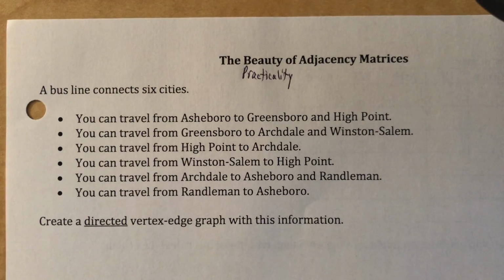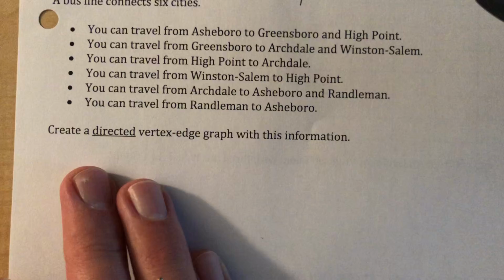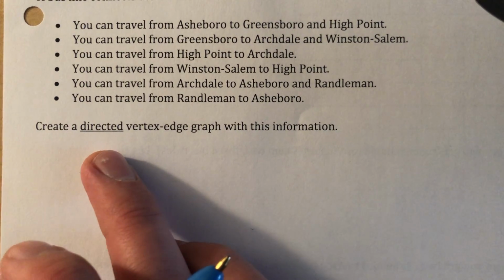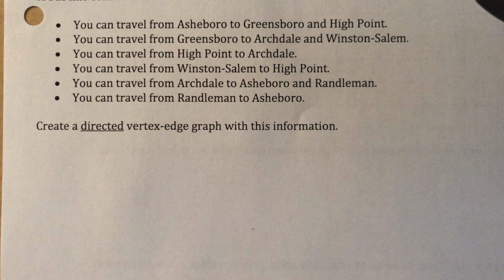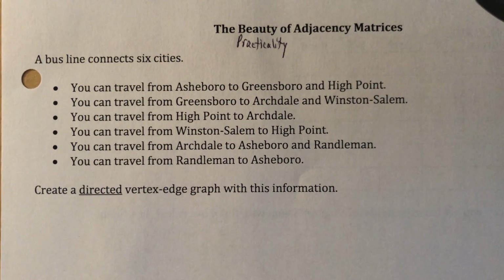Okay, bus line connects 6 cities, and they gave us a lot of information. I'm not going to read it yet, but I am going to read the directions where it says create a directed, we're going to use arrows, a directed vertex edge graph with this information. So let's just glance through it. I'm not reading for comprehension, actually. Here's what I'm reading for.